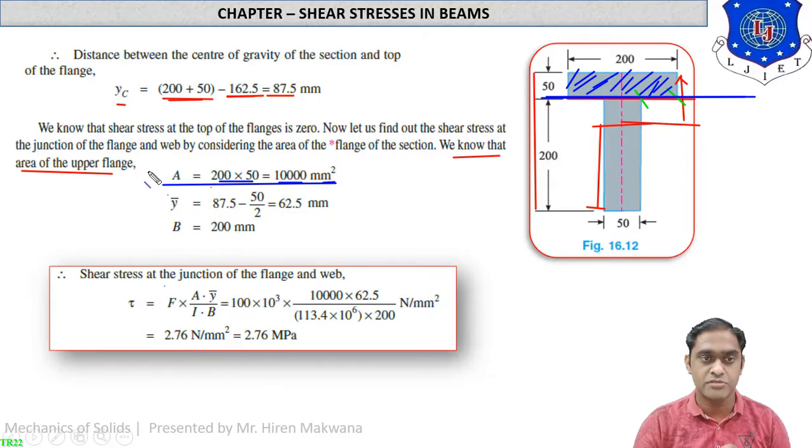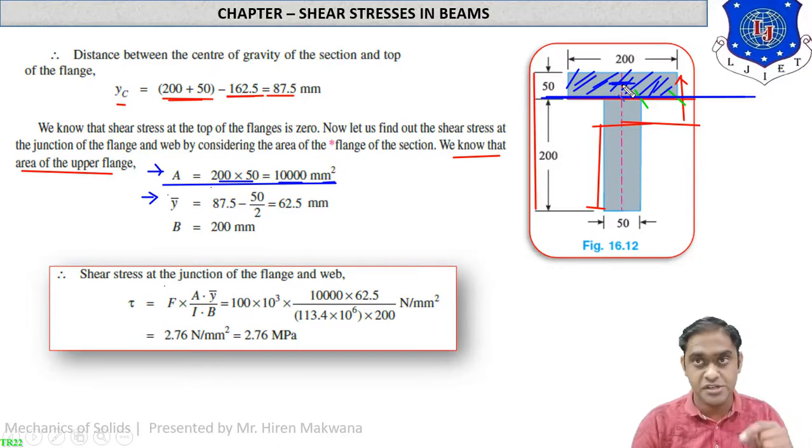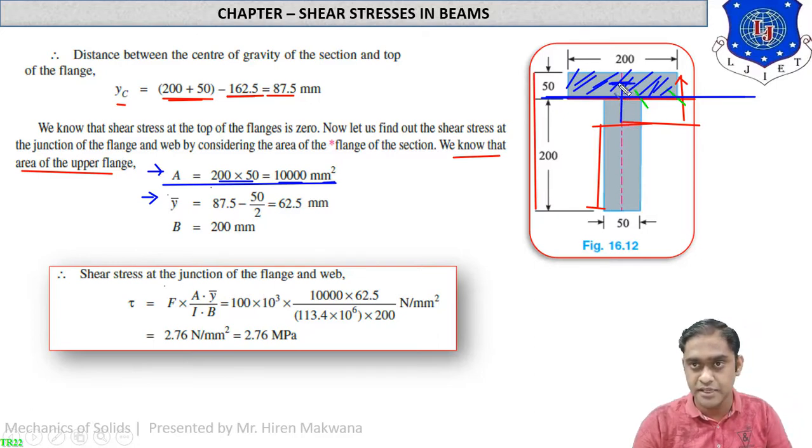Now what is Y bar? First one is area, which is completed. Second one is Y bar. Y bar is for the area which we have taken. The center of gravity of that area is at this point, you can see in the figure, the center of gravity of the marked, hashed area. The distance from this center of gravity to the main center of gravity of the T section is known as Y bar.